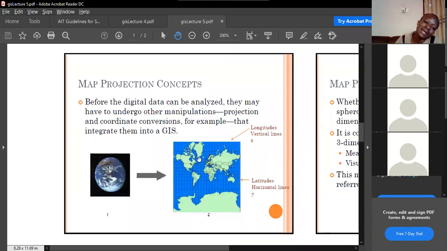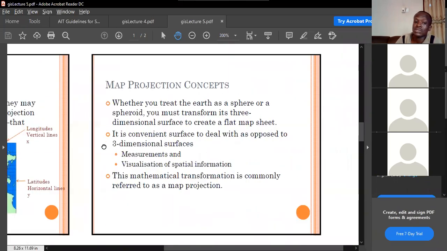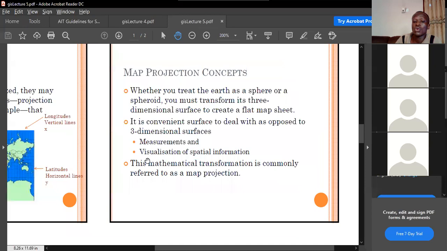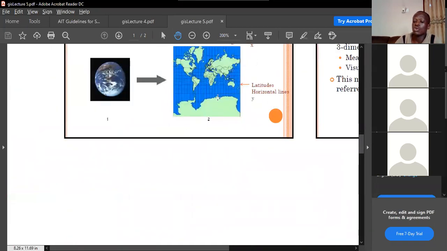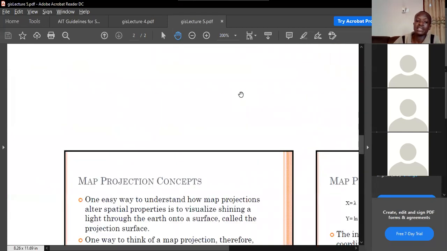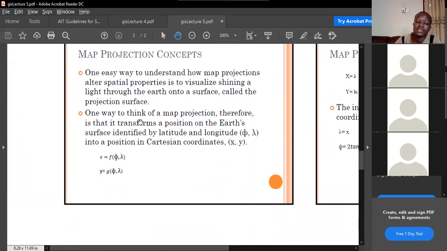That is the idea behind map projection. We want to project something that is round onto something that is flat. That mathematical transformation is what we are calling map projection. We may want to convert. There are so many coordinate systems. The way we do the conversion is to make use of different surfaces. Here, there's a function that is converting longitude and latitude to X and Y coordinates.